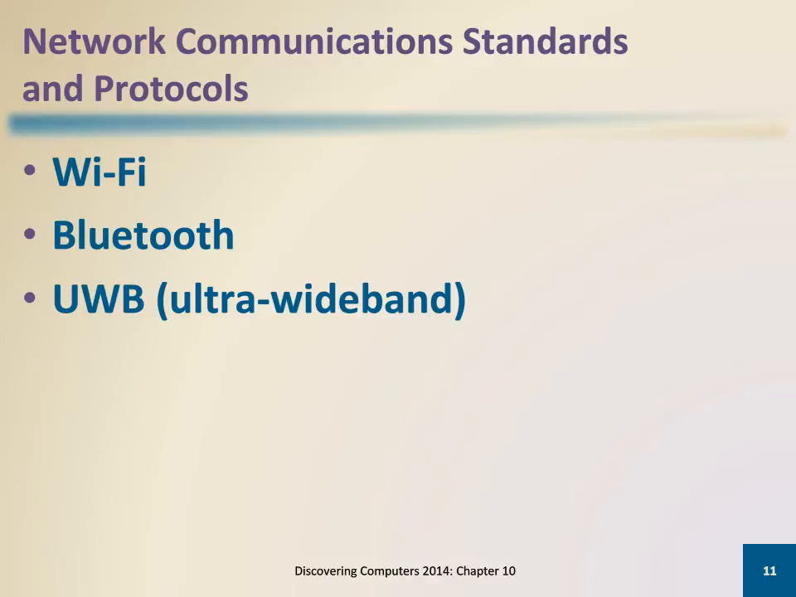Wi-Fi identifies any network based on the 802.11 standard that specifies how two wireless devices communicate over the air with each other. Bluetooth is a network protocol that defines how two Bluetooth devices use short-range radio waves to transmit data. Ultra-wideband is a network standard that specifies how two ultra-wideband devices use short-range radio waves to communicate at high speeds with each other.